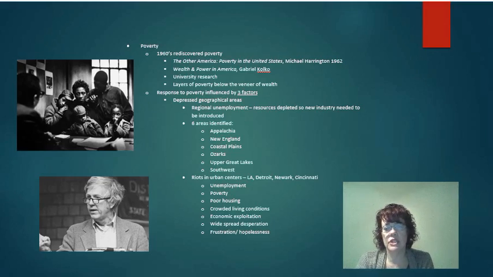The response to poverty was influenced by three factors. Depressed geographical areas, regional unemployment, resources depleted, so new industries needed to be introduced. Six areas were identified: Appalachia, New England, coastal plains, the Ozarks, the upper Great Lakes, and the Southwest. Riots in urban centers: LA, Detroit, Newark, and Cincinnati. Unemployment, poverty, poor housing, crowded living conditions, economic exploitation, widespread desperation, frustration, and hopelessness.